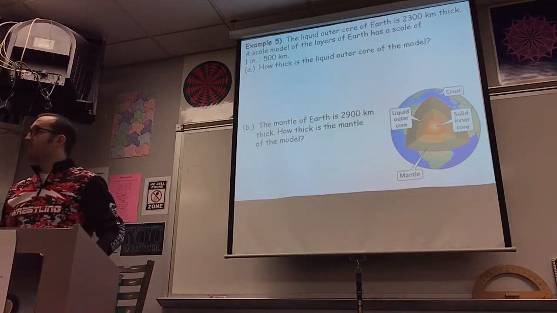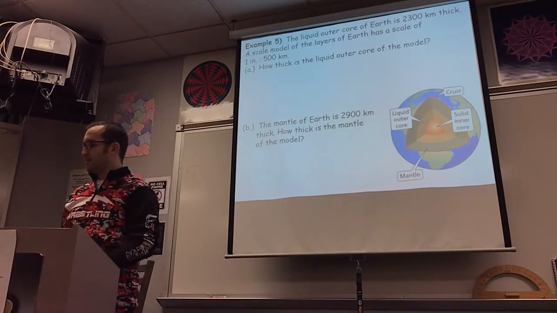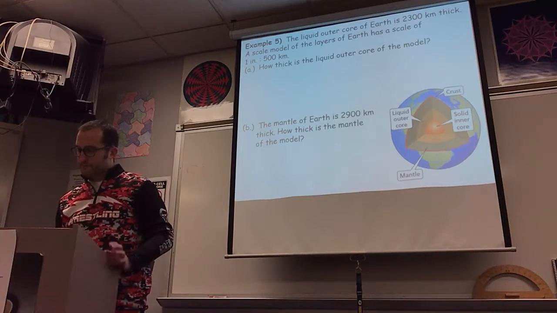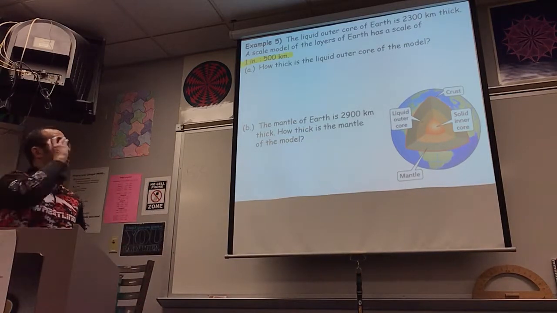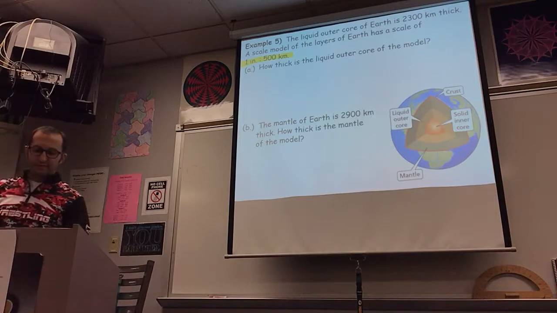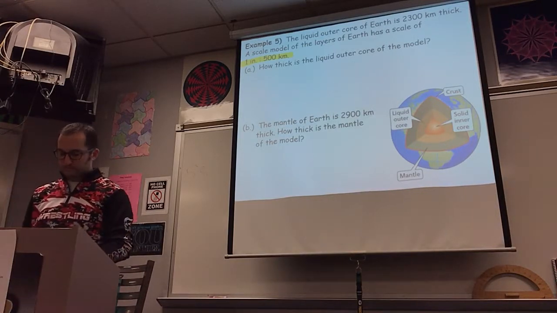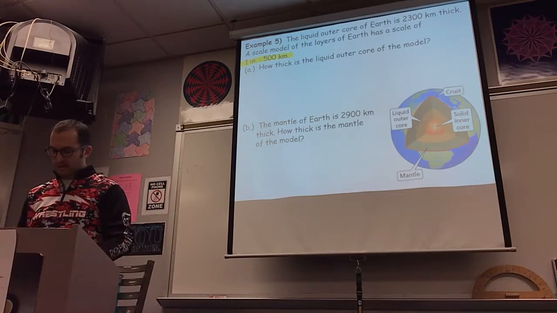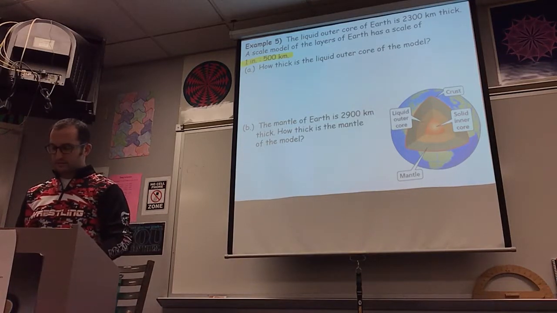Yeah? The actual side of the model. Yeah, that's called the scale. We need the scale. The liquid core of Earth is 23 kilometers thick. A scale model of the layers of Earth has a scale of 1 inch is 500 kilometers. How thick is the liquid outer core of what? The model. Why is that important that we identify that?